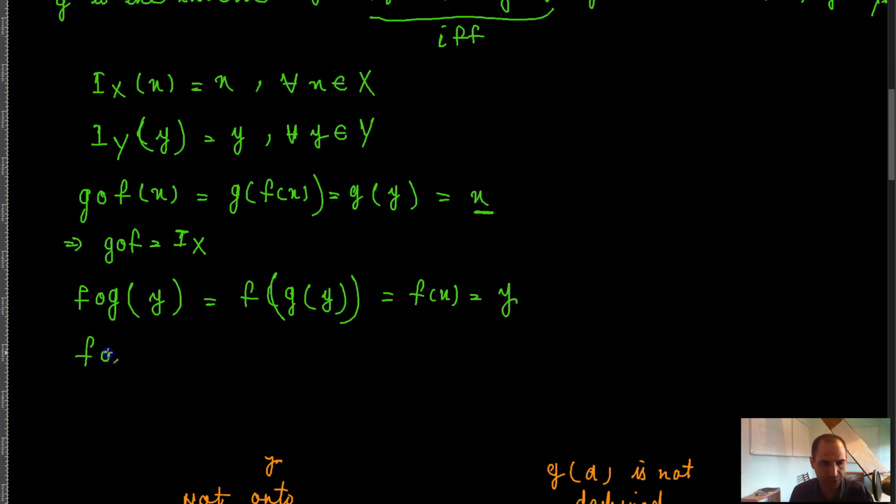So I can write F∘G is equal to I_Y, because it's just some notation that means that this function is the identity on the set Y. From the set Y, whatever y you input into this function, you're going to get the same y back. So that's basically the whole story.